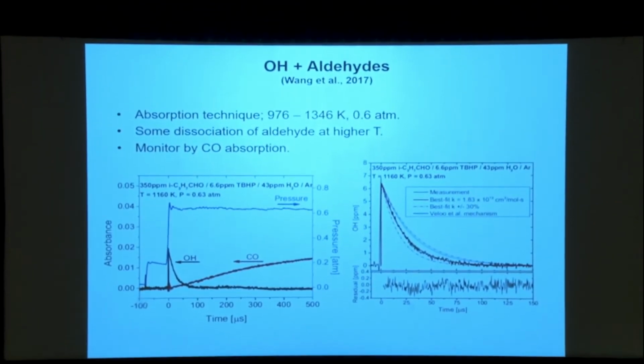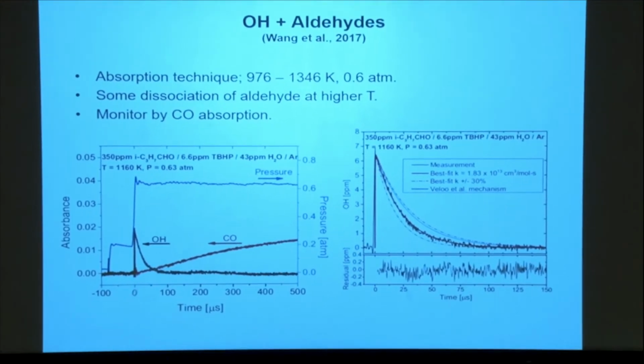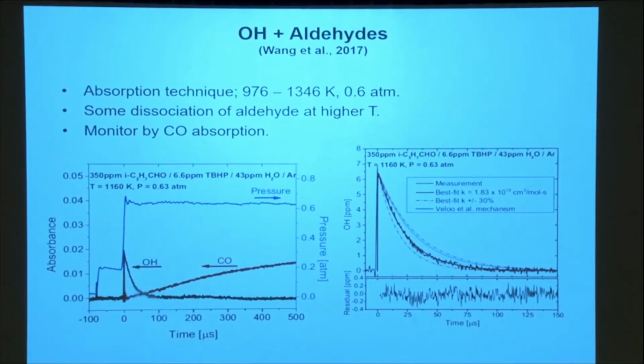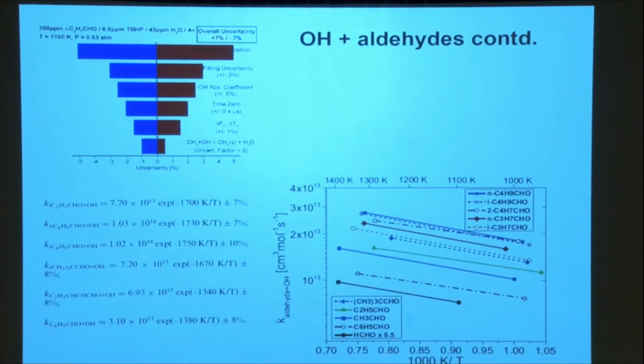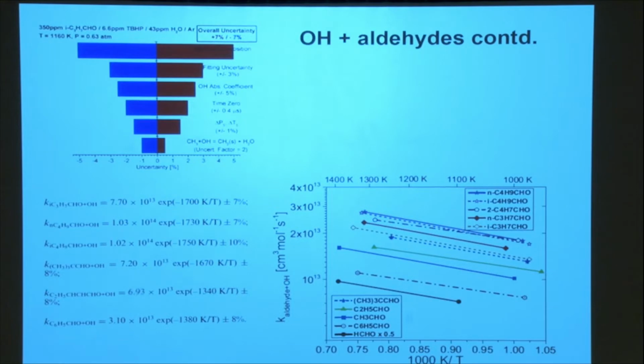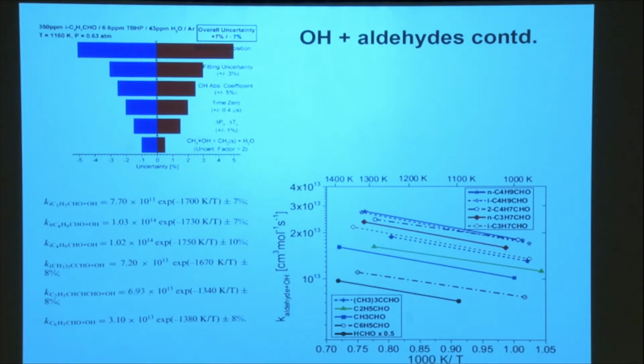Okay, so this is another example, OH plus aldehydes. Again, an absorption technique used, in this case, CO absorption. And again, a detailed uncertainty analysis, including the influence of these secondary reactions. In this case, the secondary reactions are towards the bottom of the contributions to the uncertainty. Specifying the initial mixture concentration and the fitting uncertainty are actually higher. But this was a very comprehensive piece of work looking at a range of different aldehydes and their reaction with OH.